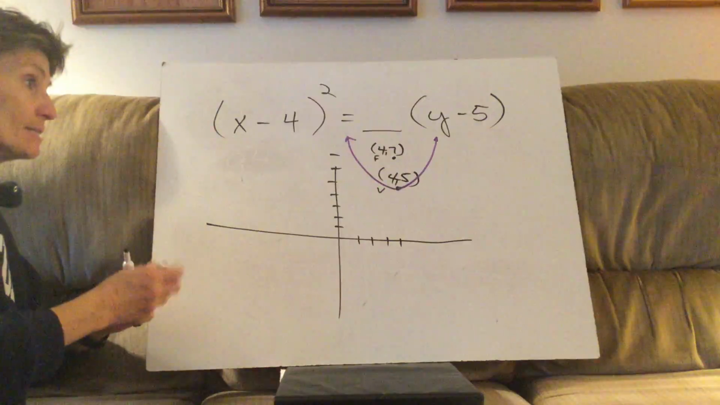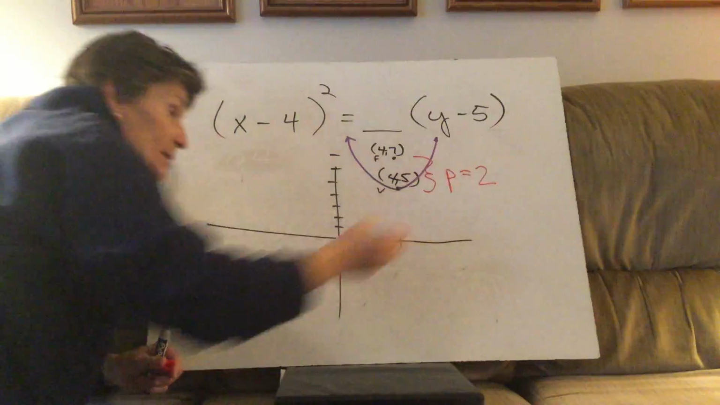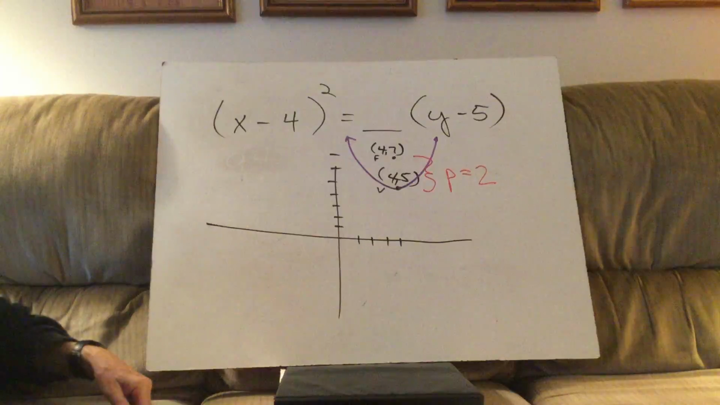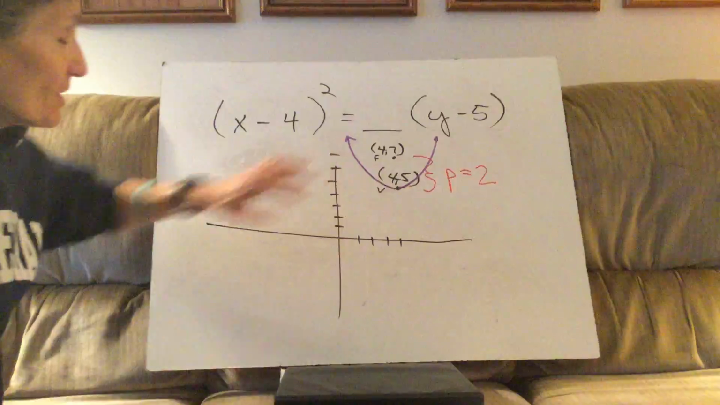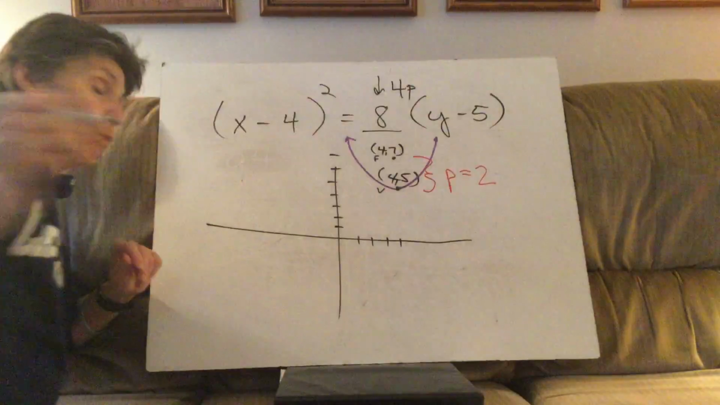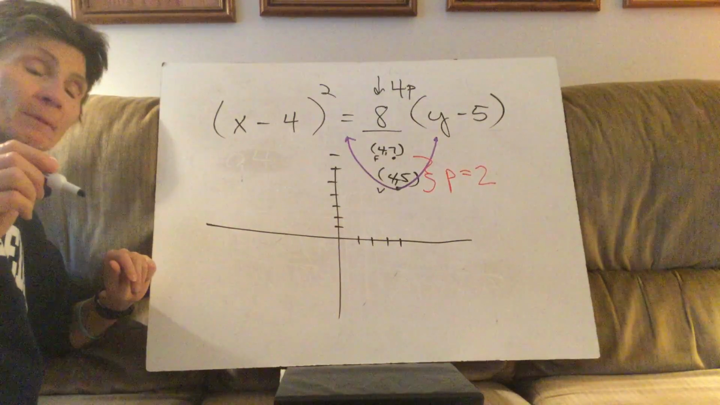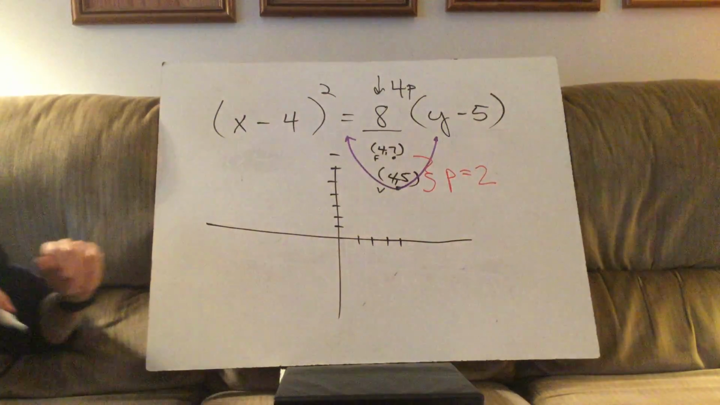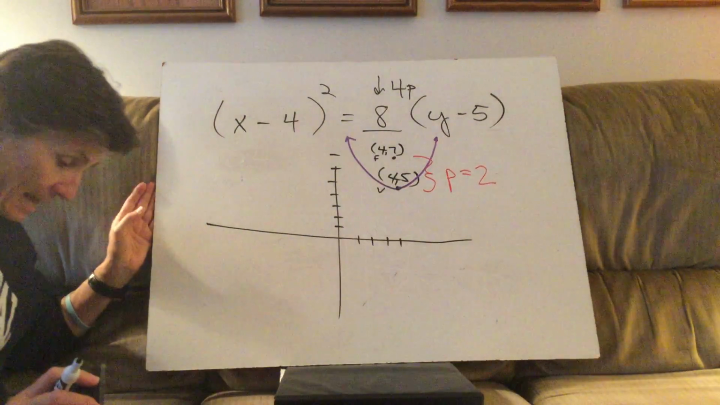Now this distance right here from the vertex to the focus is p. And in this particular equation, p is 2, which means this coefficient must be 8, because this coefficient is always 4p. And since the parabola is opening up, that 8 is positive. There it is. That is G.